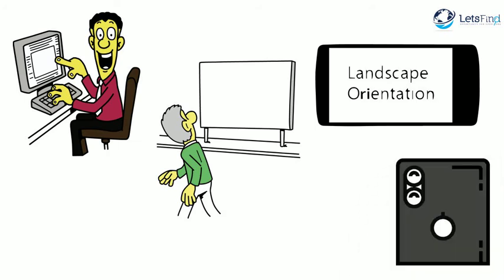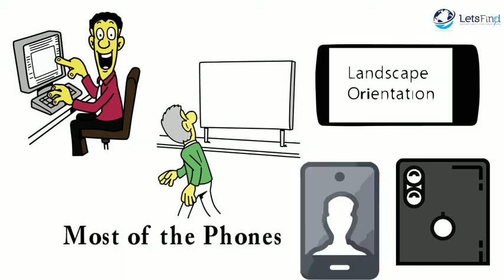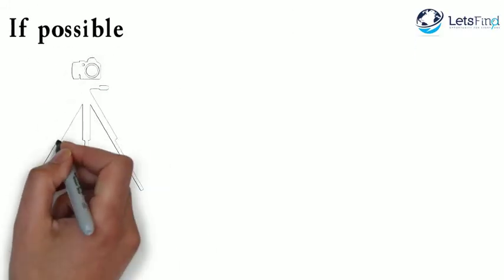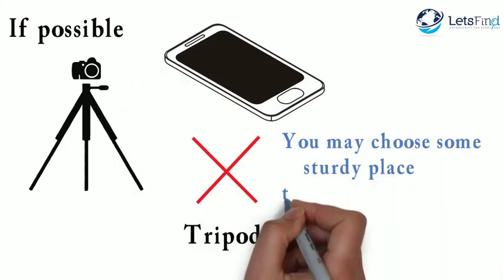Always use the mobile back camera for recording. Front camera quality is not as good on most phones. If possible, use a tripod to place your phone for recording, and if you don't have a tripod, you may choose some sturdy place to fix your phone before recording.